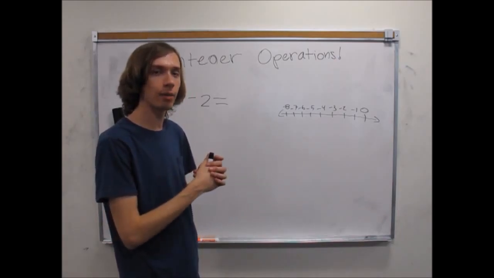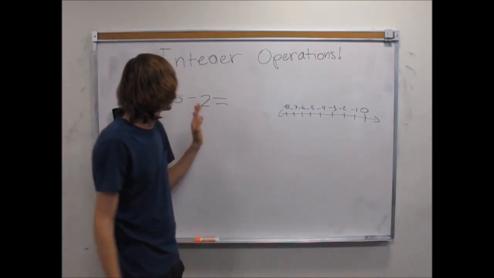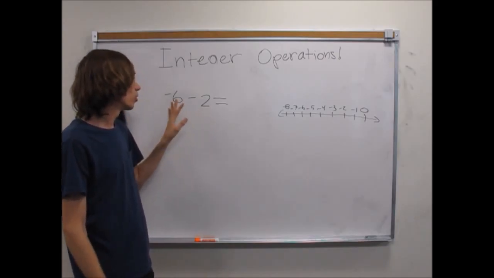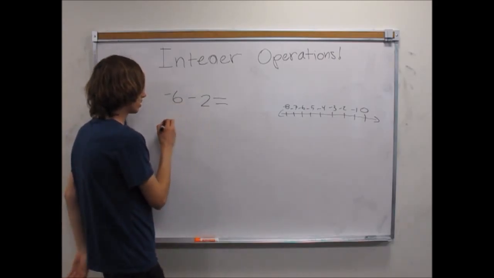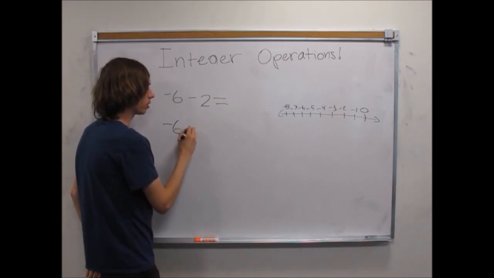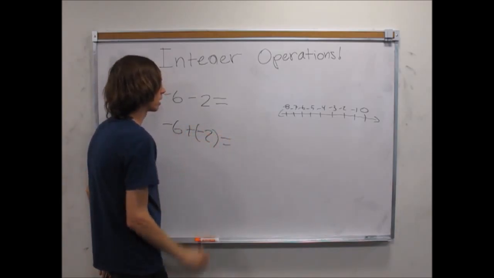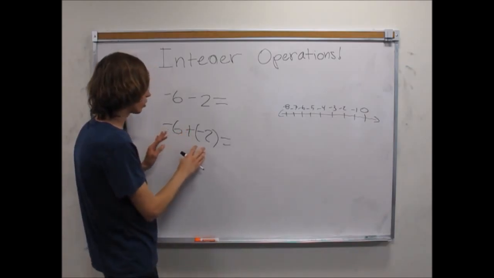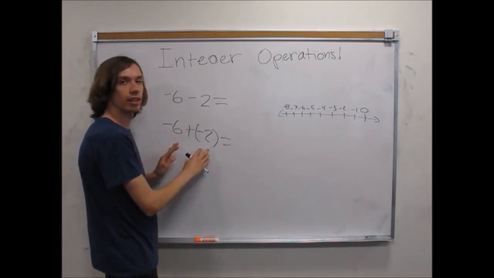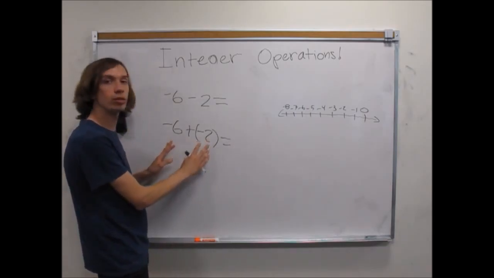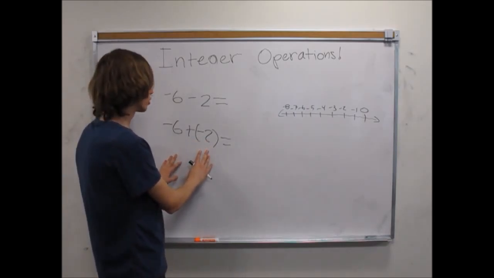Alright, let's take a look at one more. So, if we had negative 6 minus 2, remember we could rewrite that as negative 6 plus negative 2. And so earlier we've had adding a positive and a negative number, or a negative and a positive number. Now we're adding two negative numbers, right? So what is the rule here?